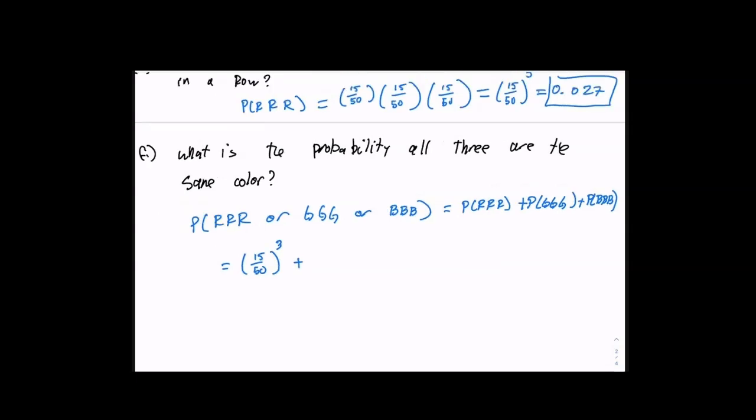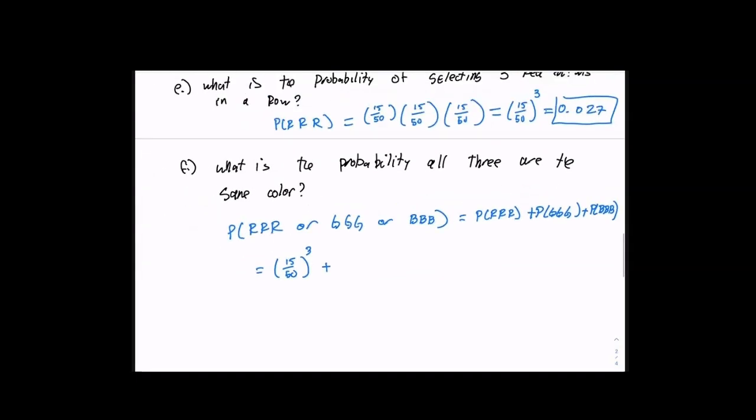What's the probability of getting green, green, green? 10 over 50 to the power of 3. And plus, what's the probability of blue, blue, blue? Replace the 10 with 25.